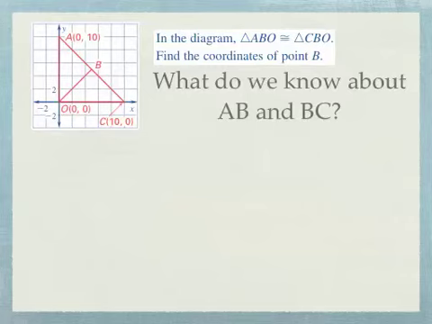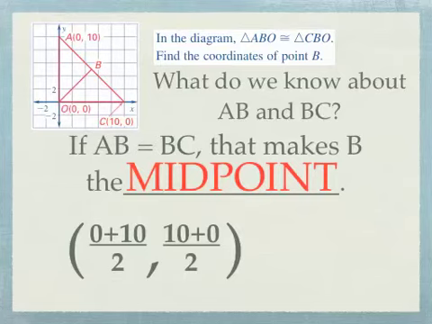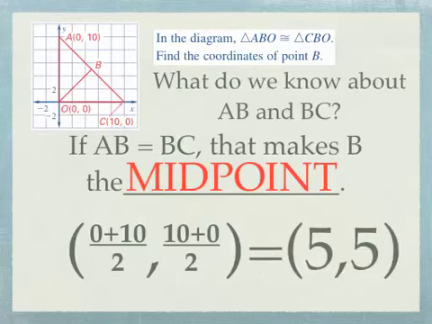If you remember the midpoint formula, you add your two x values and divide by 2 to find the x value for your midpoint. And then you add the two y values of your endpoints and divide by 2 to find the y value for your midpoint. When you do 0 plus 10 divided by 2, you get 5. And when you do 10 plus 0 divided by 2, you get 5. So that one wasn't too bad. The ordered pair for point B would be 5, 5.